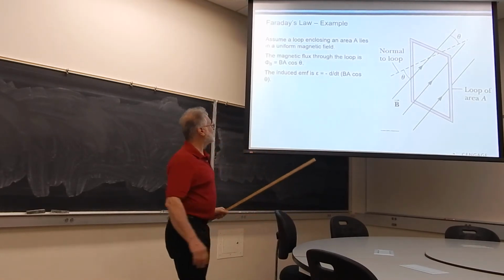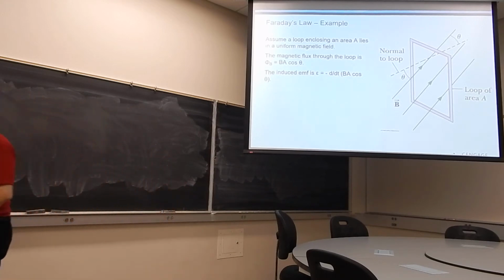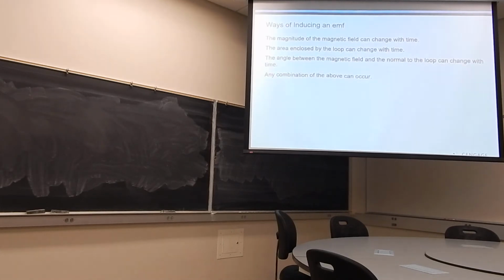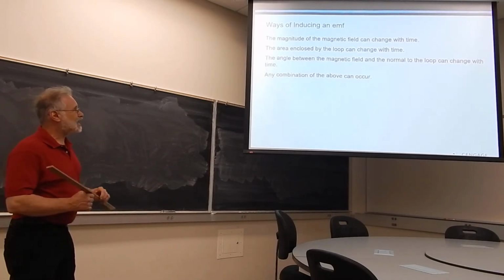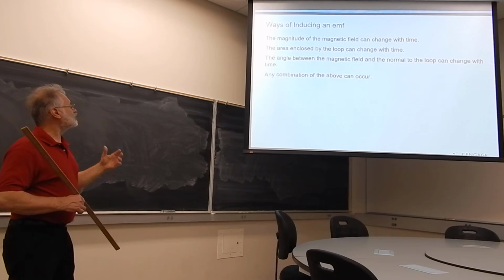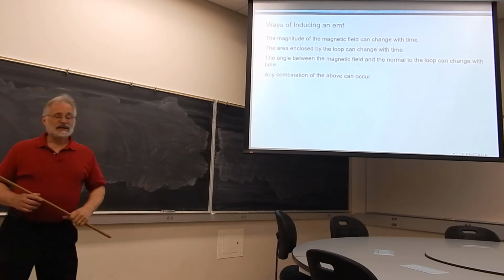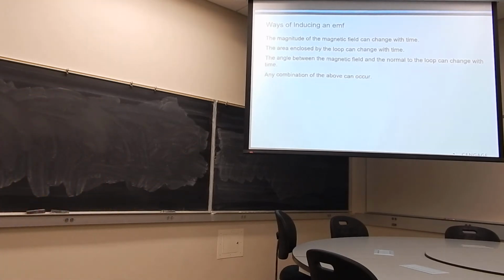times cosine theta. That tells you that one of three things can cause an induced EMF. You can change the magnetic field with time, you can change the area of the loop with time, and of course you can change the angle between the field and the loop. Any one of those things that happens will cause an induced EMF.